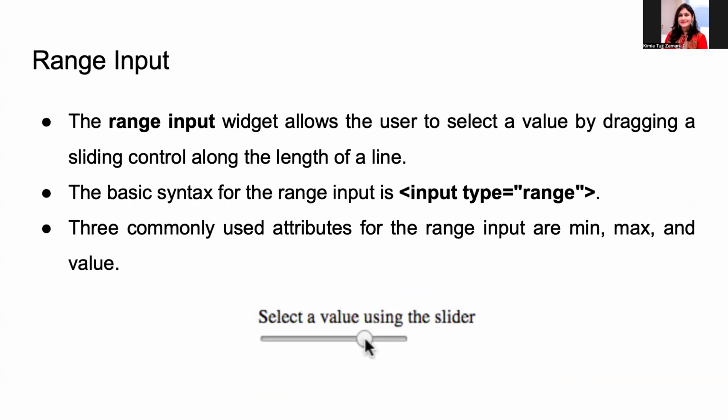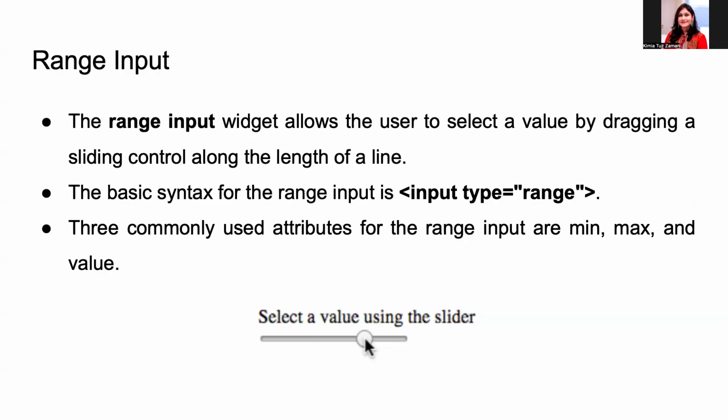The range input is a special form widget that allows users to select a value by dragging a sliding control along a line. Unlike typing directly into a text box, this widget gives a more interactive way to choose values within a specific range. The basic syntax is input type equal to range. This element can also use the attributes min, max, and value to define the smallest acceptable value, the largest acceptable value, and the starting value shown on the slider.